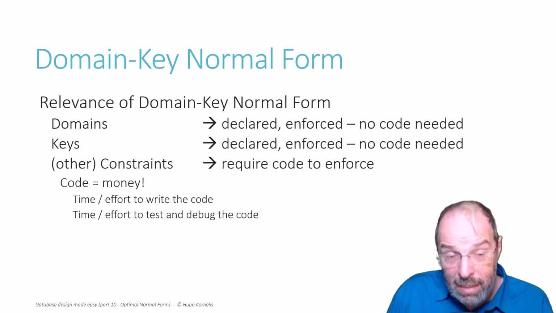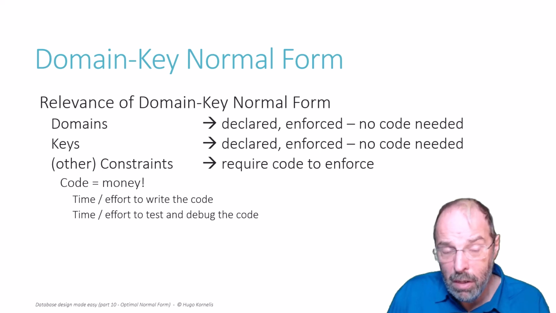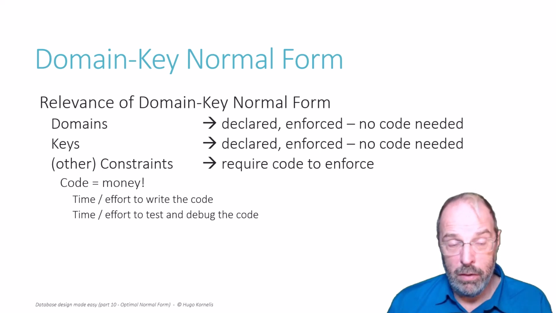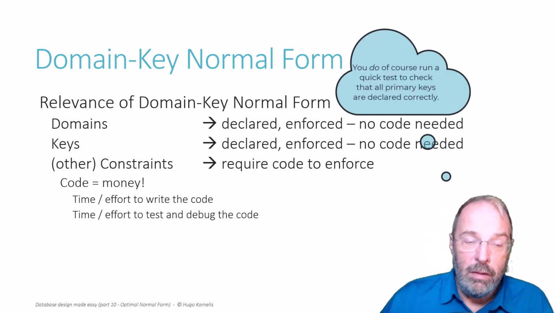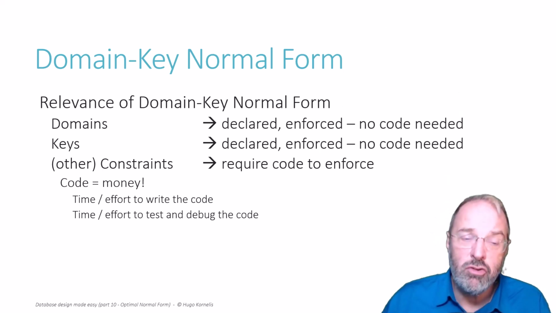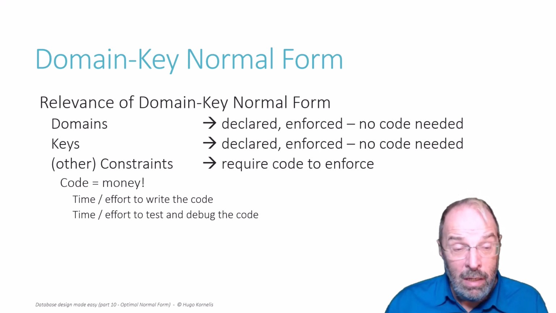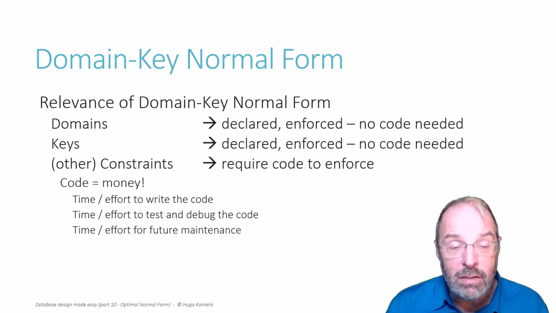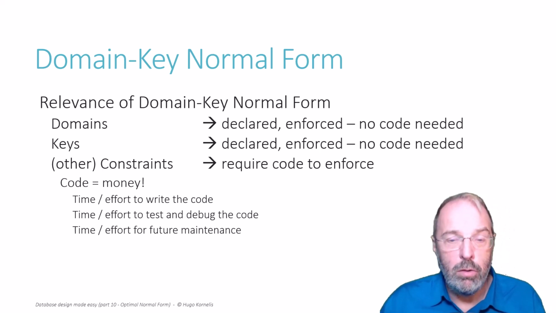Then you need to test and debug the code. And again, that costs the company money. Nobody will ever spend a lot of time to test whether your database system correctly enforces primary keys. You trust the vendor that this is done. If you write your own code to enforce any business rule, it must be tested and probably debugged if you find a mistake. And then after everything has been deployed to production, it still needs to be maintained. And again, that will cost time and effort. So code is money.